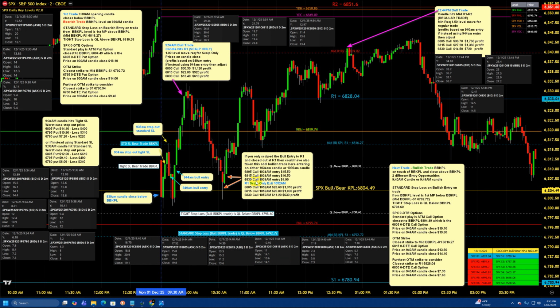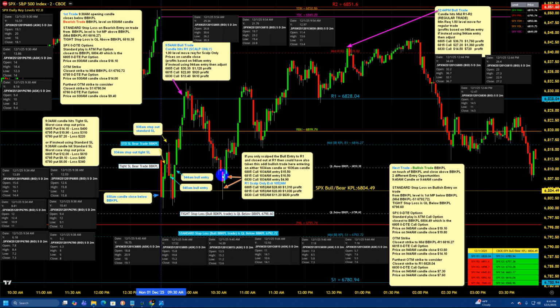Next, we have this note here. If you scalped the first bull entry here and you exited on the scalp, then you could have also taken this additional bullish trade entering here on either the 10:34 a.m. candle or the 10:36 a.m. candle. This is the 10:34 a.m. candle. This is the 10:36 a.m. candle. Touches, crosses back up, closes above. This candle is also within range.